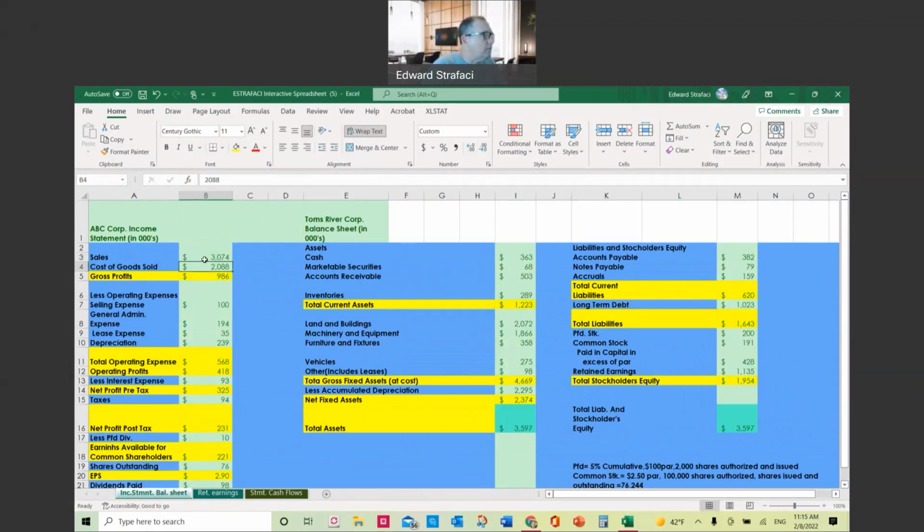And then if you notice, when you subtract cost of goods sold from sales, you're going to get gross profit. And if you follow along, you can see how that works. And then you're going to take out your operating expenses: selling expense, general admin expense, lease expense, depreciation. You're going to sum those up, and then the product of this minus this is going to be your operating profit. So right there, where your operating profit is.